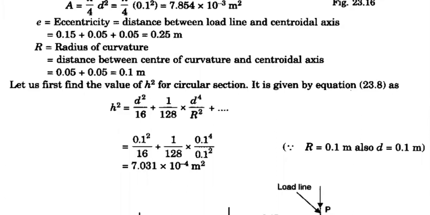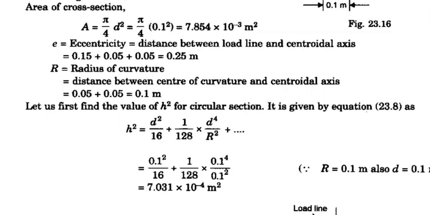Obviously, please follow the step by step procedures. Write down the formula of h square. I don't know how many of you are writing the formulas while I'm explaining. I can't do anything if you're not following. So write down the formula for h square: h square equal to d square by 16 plus 1 by 128 into d power 4 by r square.